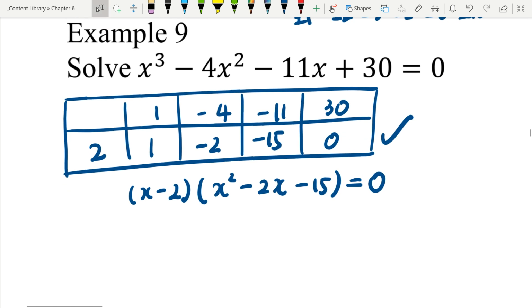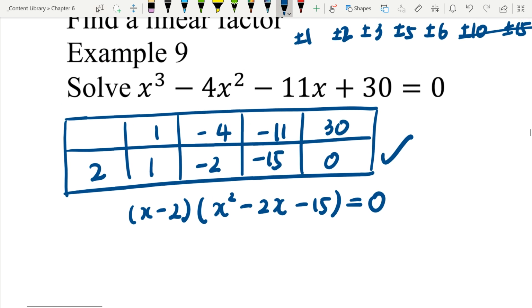Well, we try. It's trial and error. We try one of the factors of 30. As long as the first term is monic, so it's 1, we don't need to go for the fraction thing. If it's like 2, we try integers first. If all the integers don't work, then we try the constant factor over the coefficient of the first term.